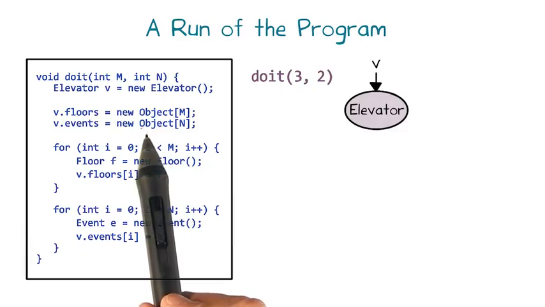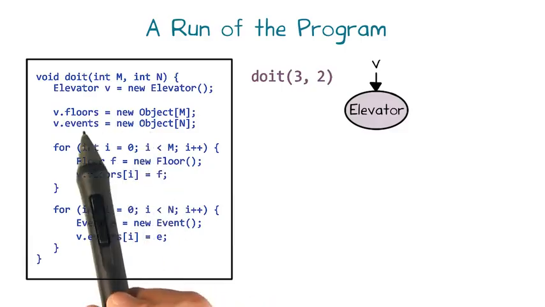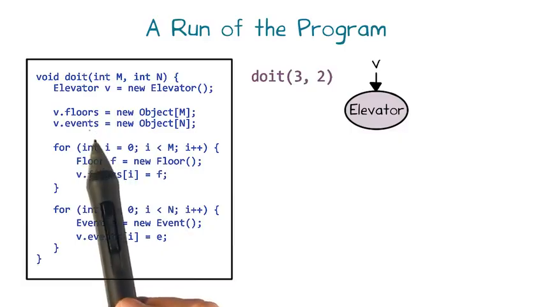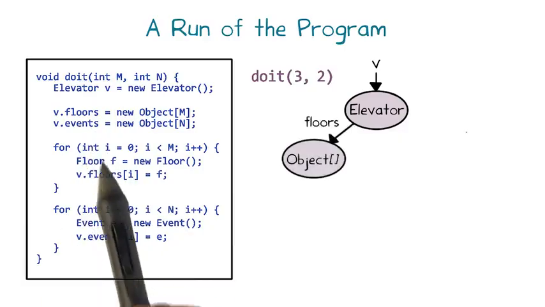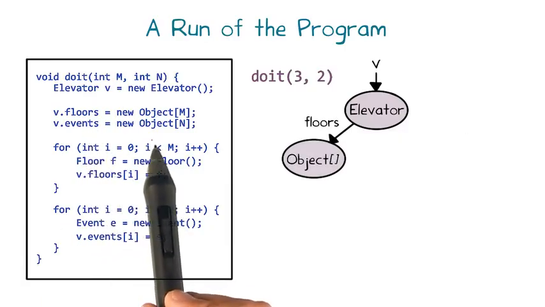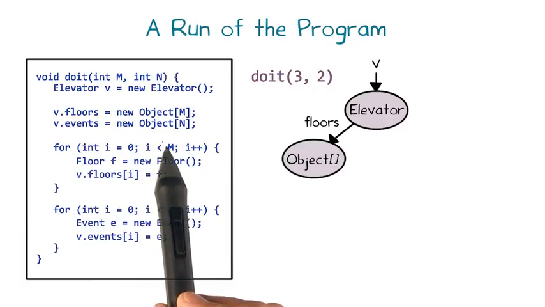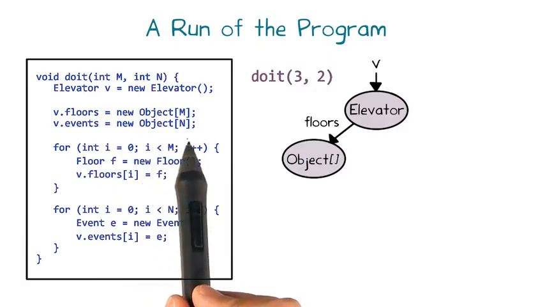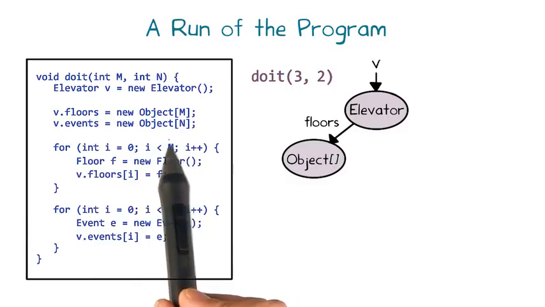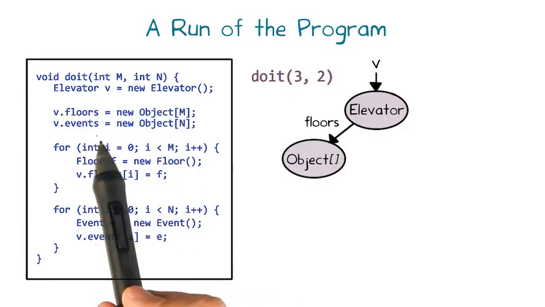In the next line of the program, we first allocate an object array with 3 cells, and then we write the location of this array in memory to the floors field of the elevator object we are constructing. In the next line, the same procedure is repeated, except that now we are allocating an object array with just 2 cells, and we are writing the location of this array to the events field of the elevator object.